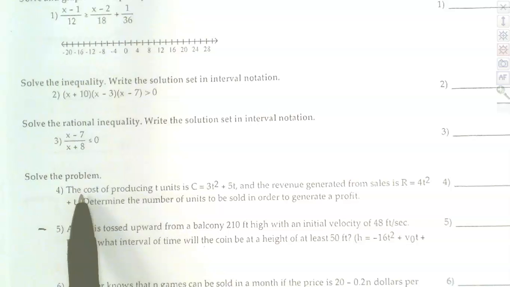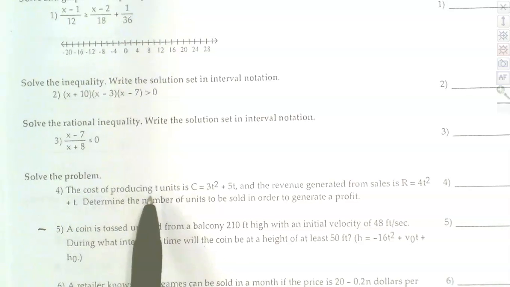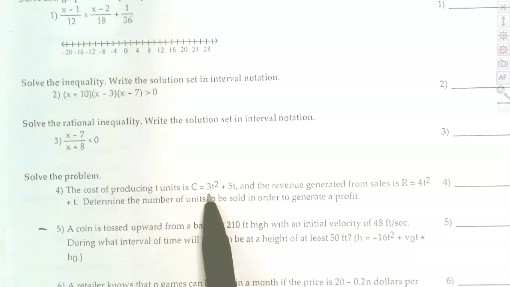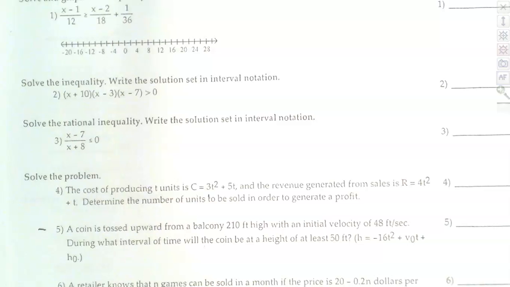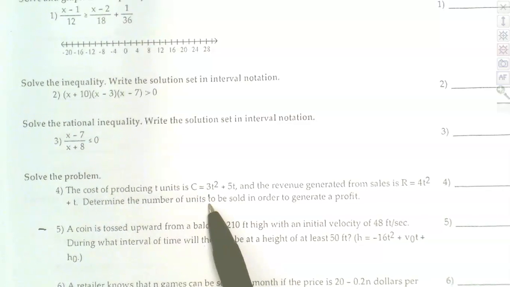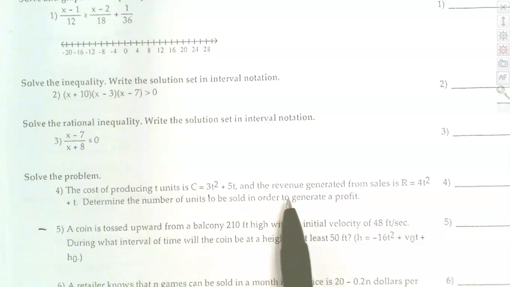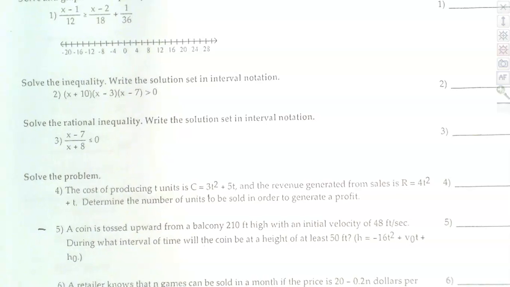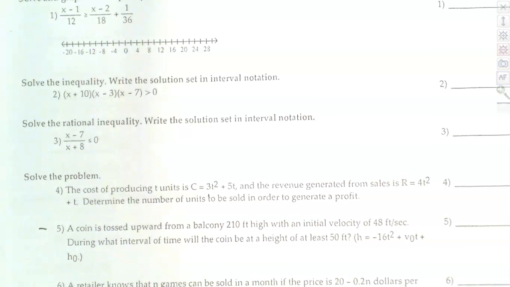So question 4, we're looking at a company. We're going to produce some items, and we've got a cost, and we've got a revenue. And it says determine the number of units to be sold in order to generate a profit. Now, if we run a company, what do we have? We have revenue and we have cost, right? And the revenue minus the cost gives you the profit.